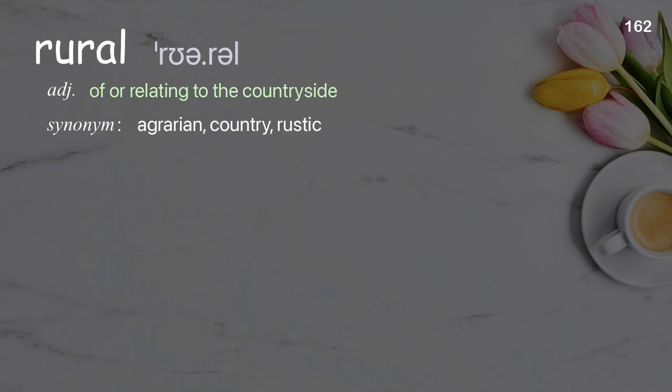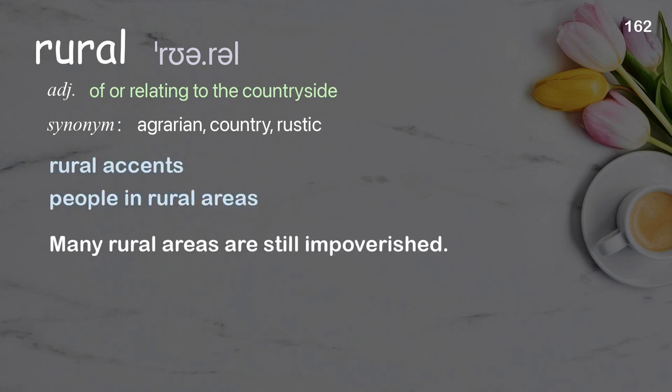Rural. Of or relating to the countryside. Examples: rural accents. People in rural areas. Many rural areas are still impoverished.